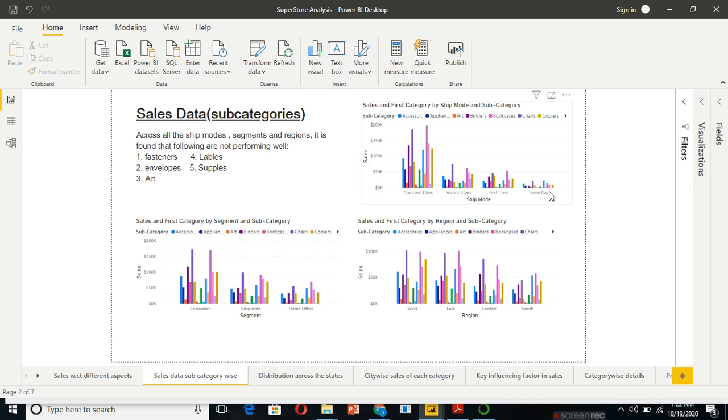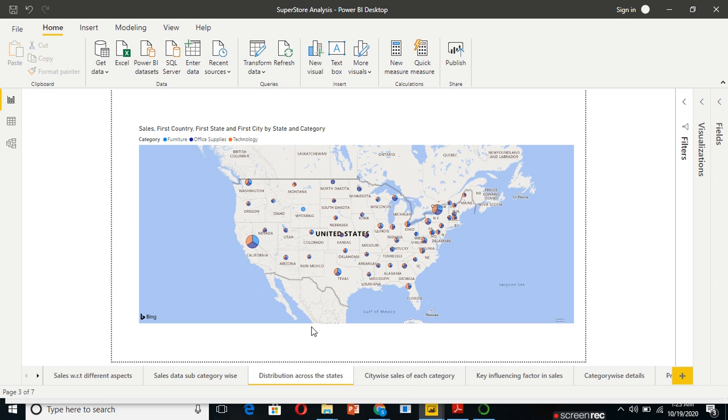Okay, now everywhere when you can see the plot remains the same, but in case of category over here, in case of technology, the phones have outperformed, and similarly over here, in case of furniture, the chairs have outperformed, and for office supplies the binders have outperformed. Now this kind of trend is similar in all ship mode wise, segment wise, and region wise data sets. Okay, now we'll see the distribution across the states.